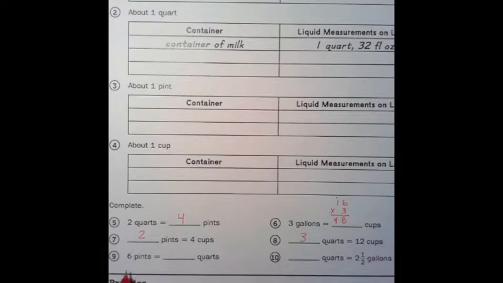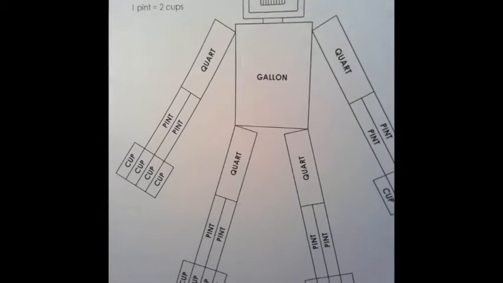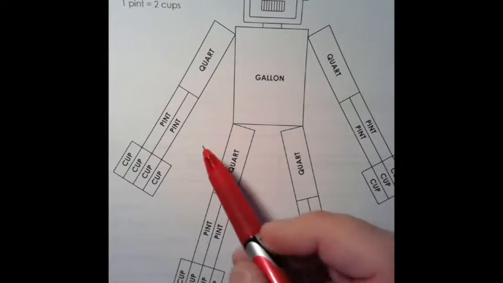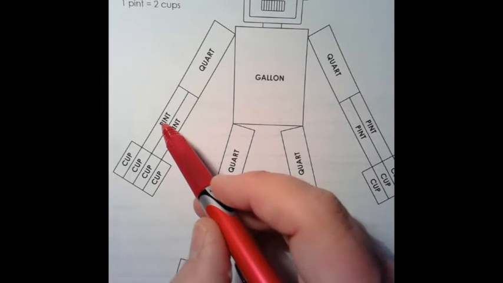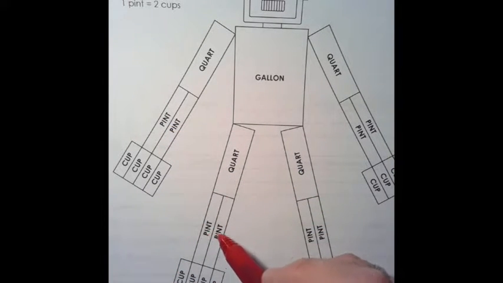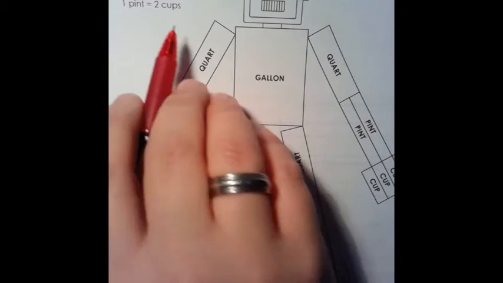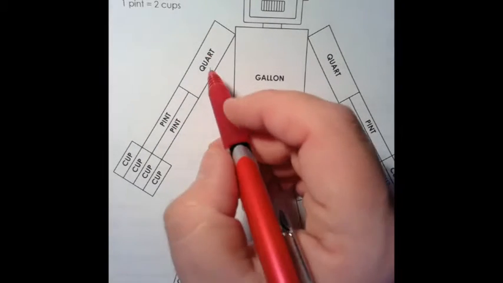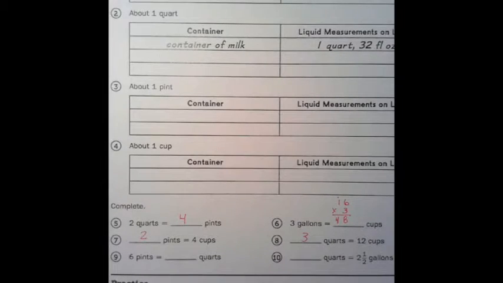And number 9, we have 6 pints is equal to how many quarts? So again, if I look at our Gallon Bot, we're looking for 6 pints. We have 2 pints here, 4 pints, 6 pints, so then that would give us 1, 2, 3 quarts, because we know that 1 quart is 2 pints. So again, that would be 3 quarts.